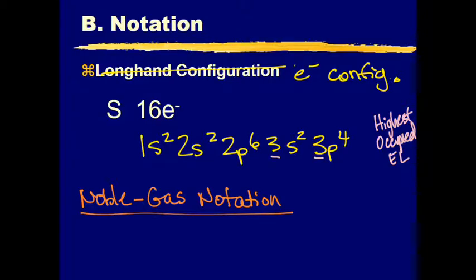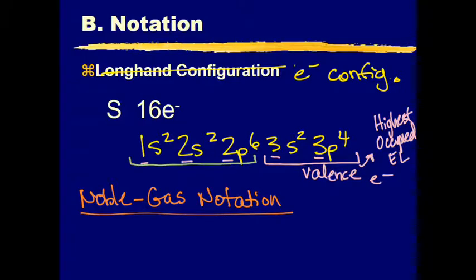3 is the highest occupied energy level because we have energy level 1, 2, and 3. So these right here are considered valence electrons. And valence electrons live in the highest occupied energy level. The rest of the electrons are considered to be core electrons, or also known as inner shell electrons. So those inner shell electrons are the ones that we are going to shorthand up.